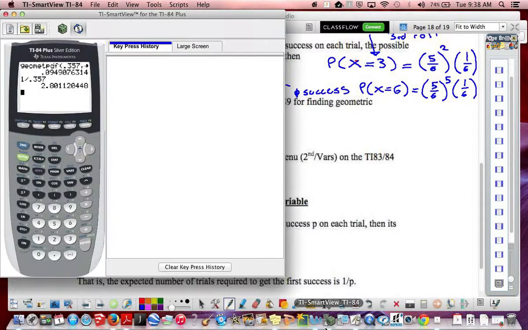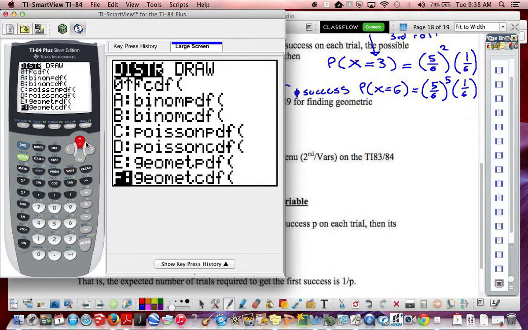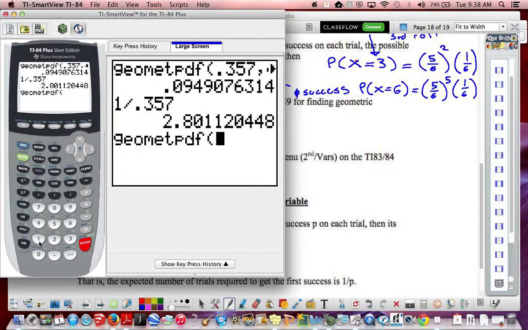Just to let you know, if you go second bars, and you go to the very bottom, you'll see geometric PDF and geometric CDF. So for instance, if I want to do this one, exactly 6, just to show you, what I could do is go geometric PDF. My probability of success is 1/6. So I can type it as a fraction. And I want the first success to occur on the 6th roll. Just to show you, it's the same answer as doing it by hand.